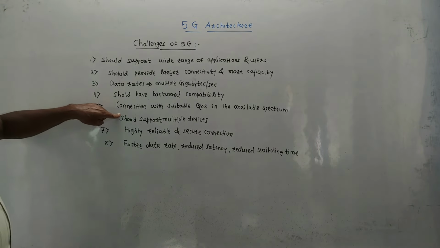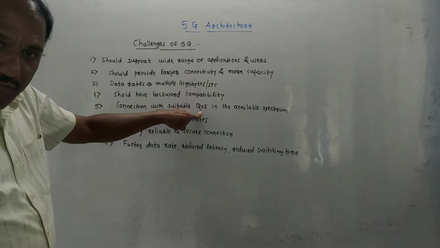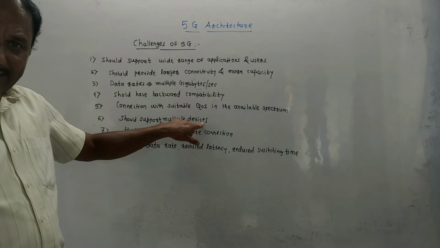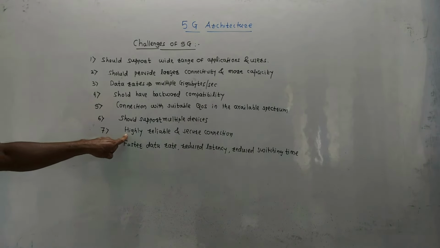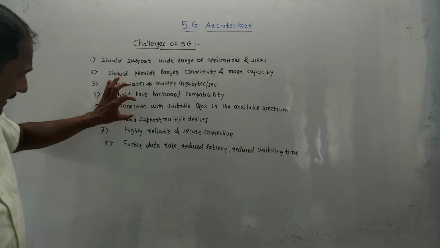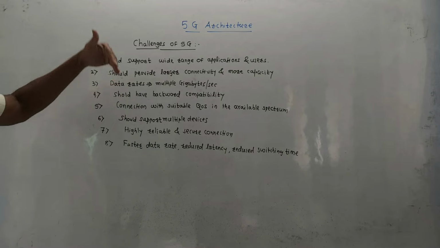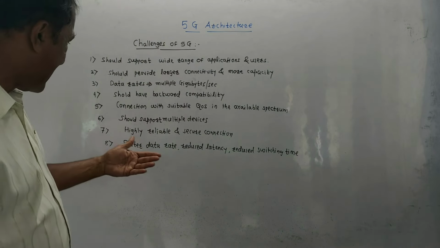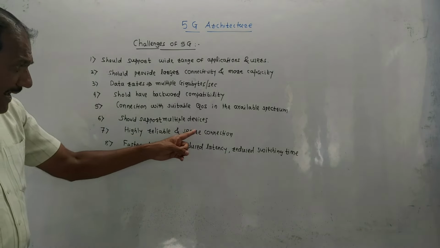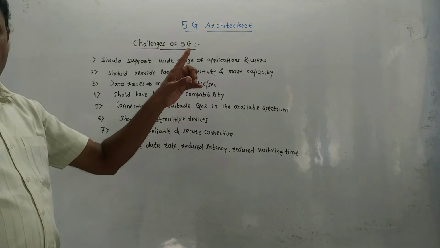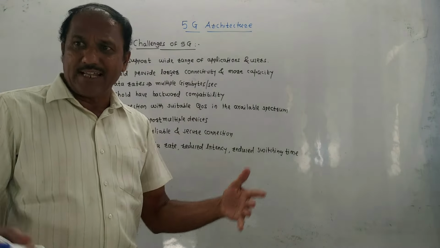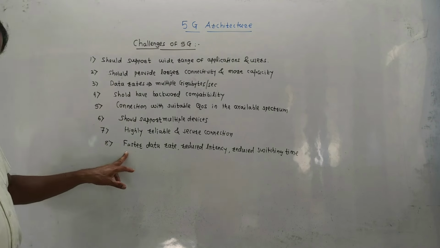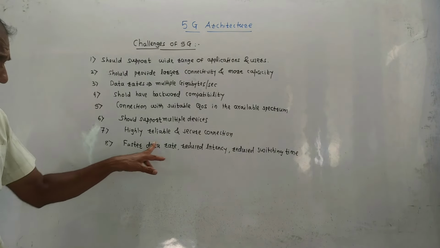Then connection with suitable QoS, that is quality of service, in the available spectrum. Next, it should support multiple devices at a time. Then it should provide a highly reliable and secure connection. In case of multiple devices, it should support devices like cars in the automobile sector, then wearable devices, household appliances and so on. Then it should provide a reliable and secure connection. As far as security is concerned, it includes privacy as well as cyber security. So it should have a much more reliable and secure connection. And the last very important challenge is that the data rate should be fast.